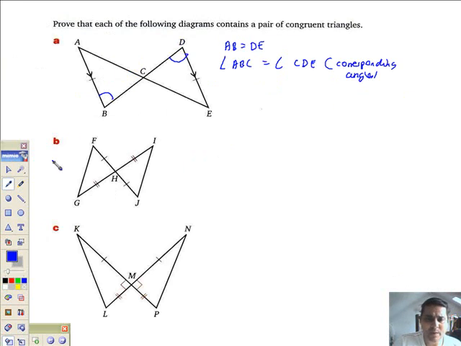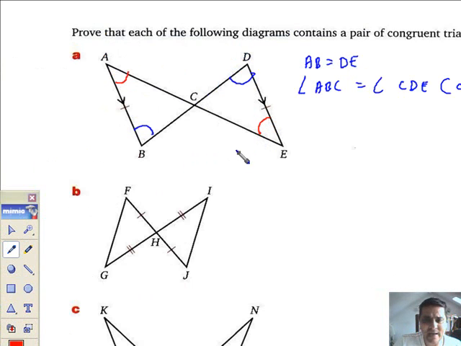So what about this one here? Well, look at it again. This angle here, the A angle, is also corresponding to that angle right there. What have I got? Straight line, parallel straight line. Therefore this angle is identical to that angle there. The A angle and the E angle are the same angles. So let me state it. Angle BAC equals angle DEC.